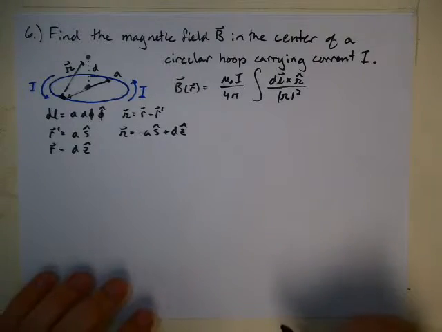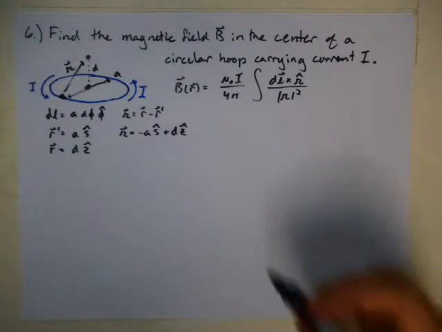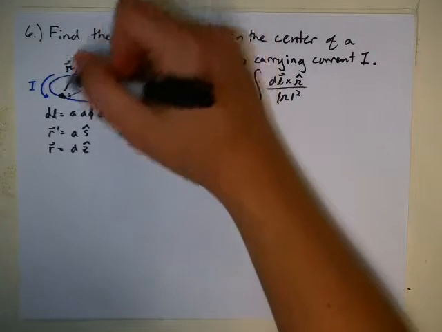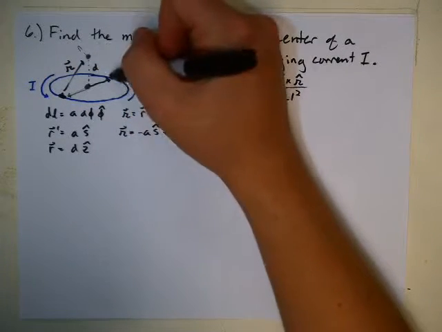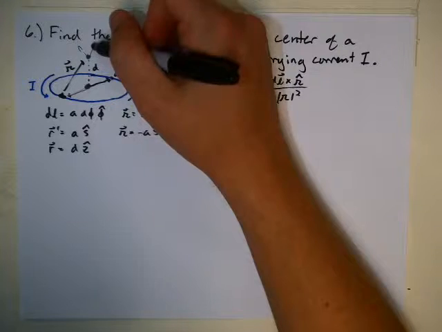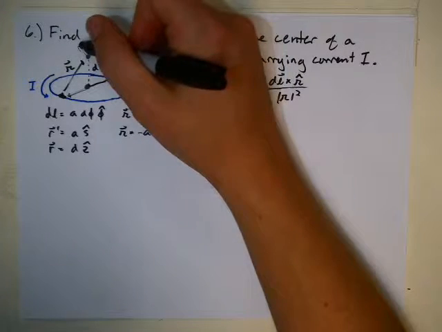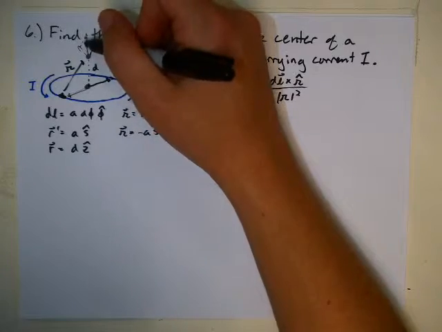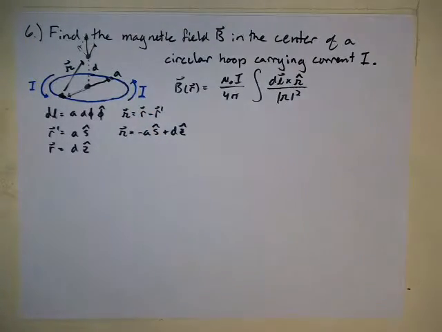Now, from the symmetry of this problem, I know that the magnetic field will have to point straight up, because the magnetic field from this point will point a little bit this way. The magnetic field from the point diametrically opposite will point in the opposite direction, and when you add the two, you're going to get a resultant that's only in the up direction.